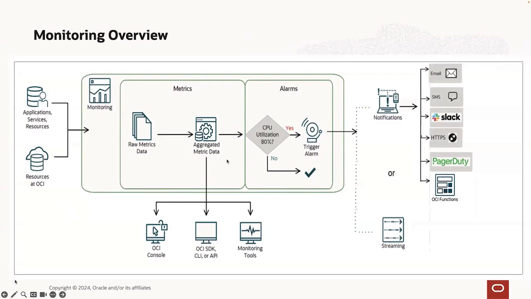In addition to that, what you can do is you could have alarms built into this metrics. So if there is an alarm going on, you could send this data either to your streaming or to your notification services to get notified about a certain situation. This is how you could monitor your resources running on OCI or on-prem.